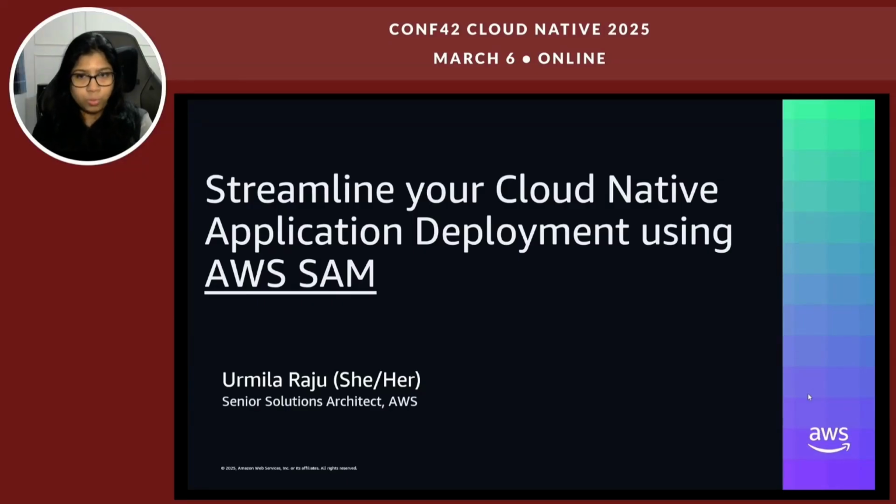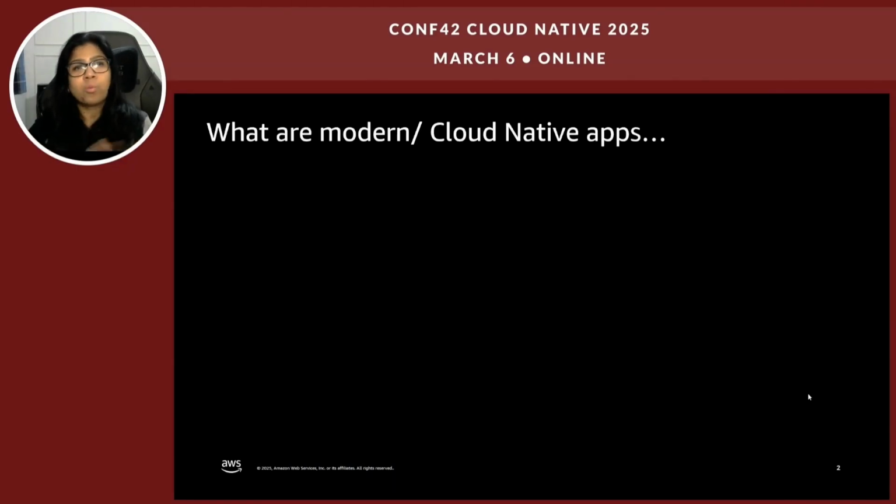Let's get started. SAM is an open source developer tool that simplifies and improves the experience of building and running serverless applications on AWS. It's going to streamline your serverless development cycle and help you to quickly and efficiently take an idea into production. So first of all, it says that SAM is for modern cloud native apps.